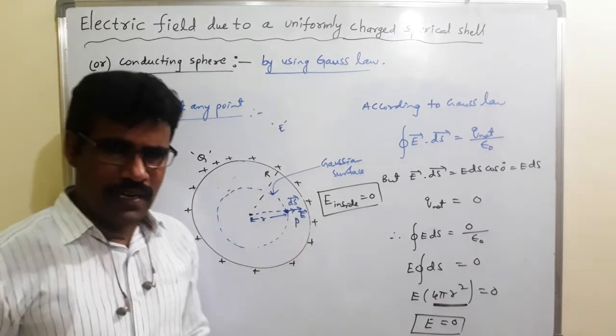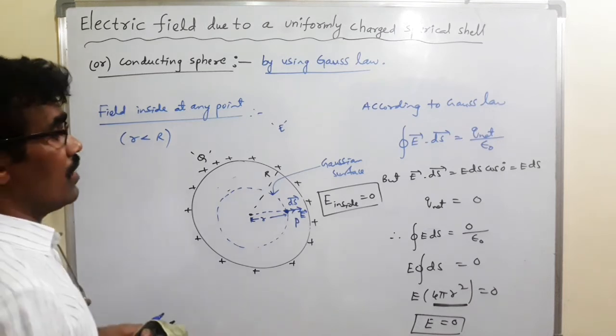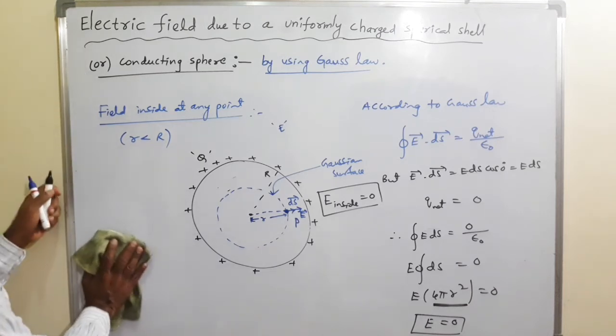That's why field inside is zero, and outside we already discussed. Then what is the field on the surface?